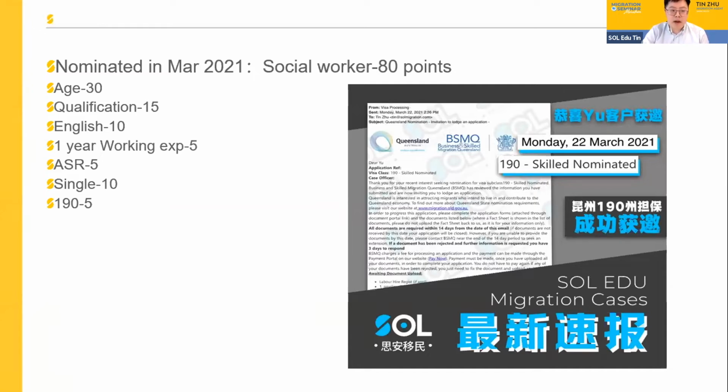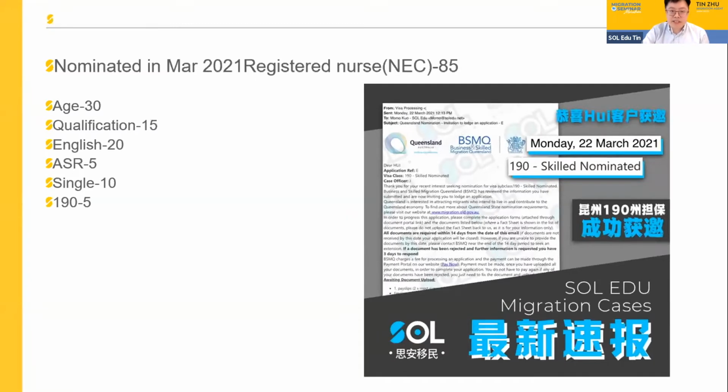If you don't have 1 year working experience, then you can use, let's say, 2 years regional studies to make up the points. This one is registered nurse NEC, also received the invitation in March this year.